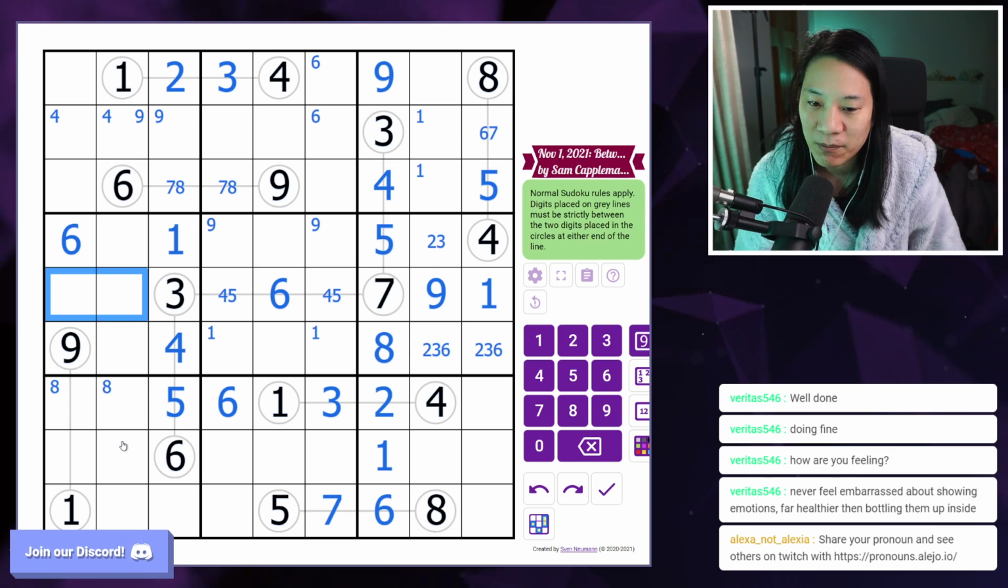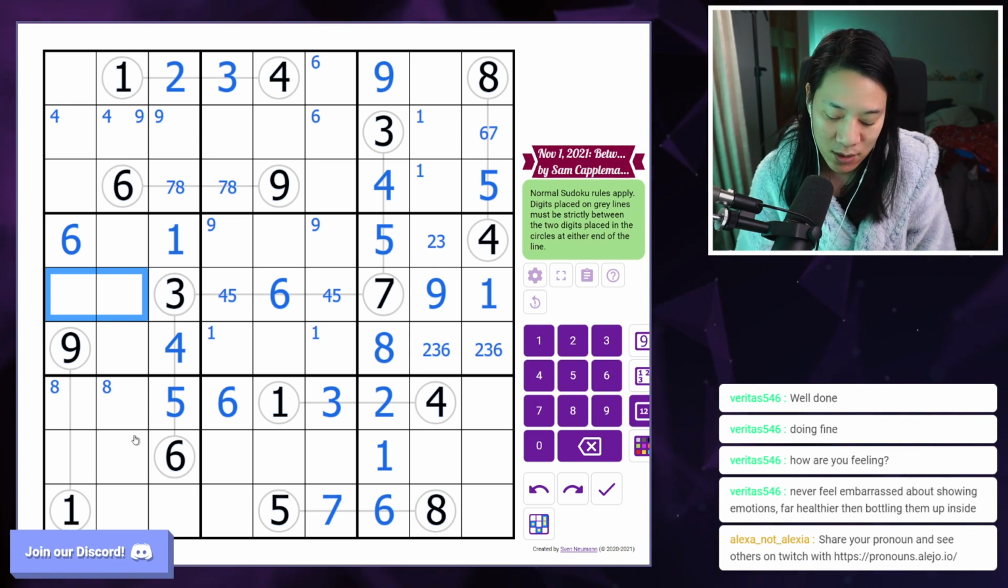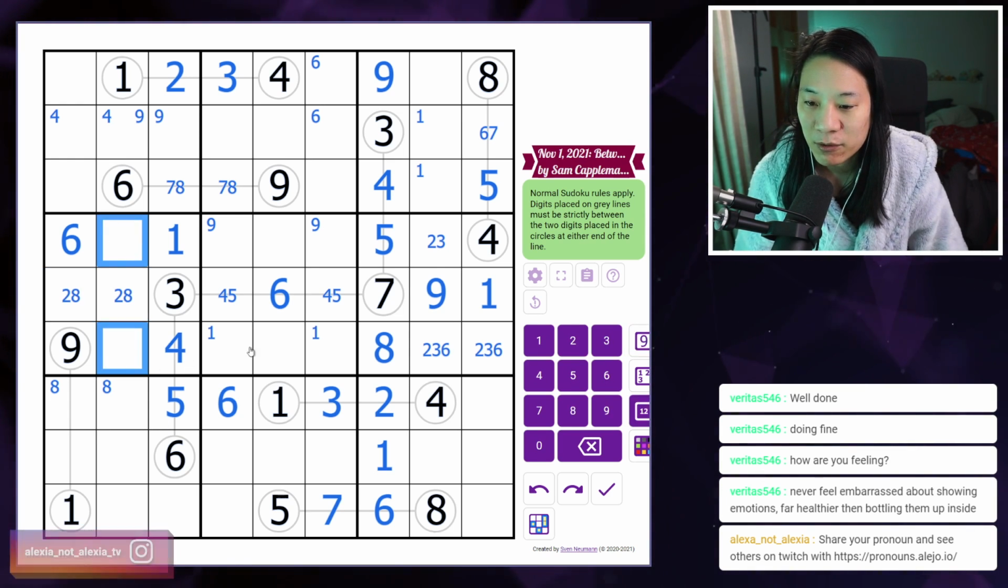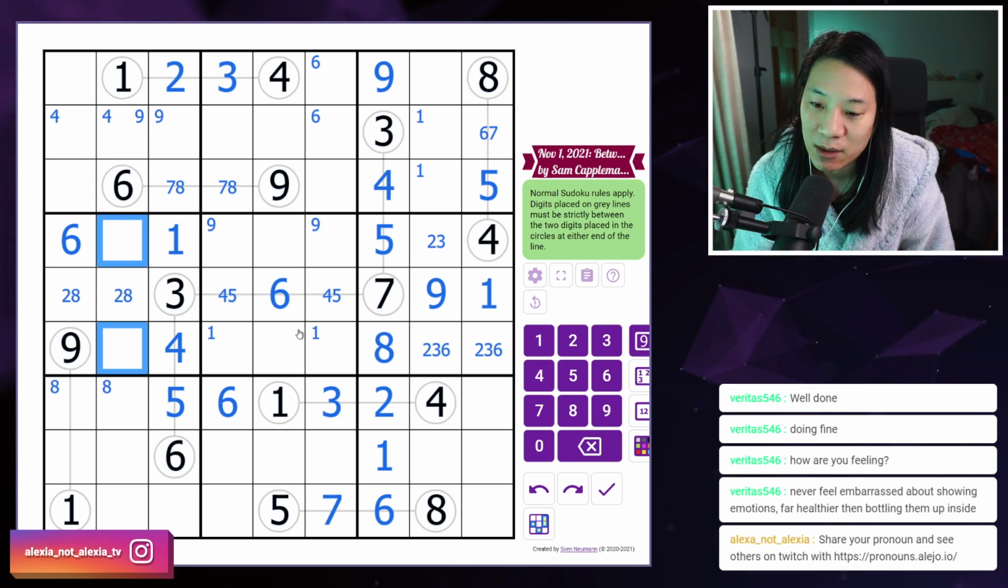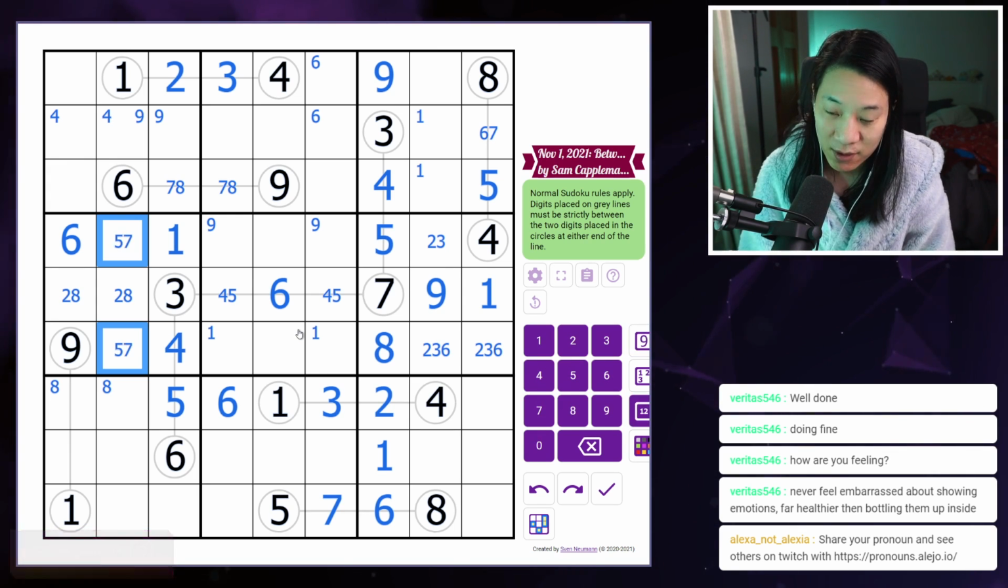What about over here? We've got a matching pair of 2s and 8s. Okay, let's pencil mark those in. Now, those are 2s and 8s, and these must be 5s and 7s.